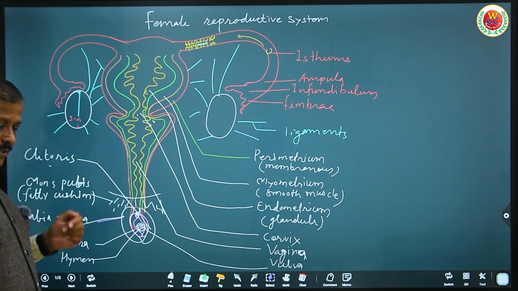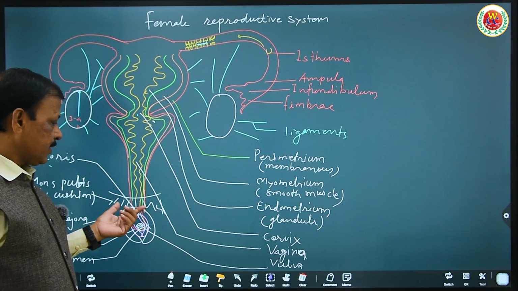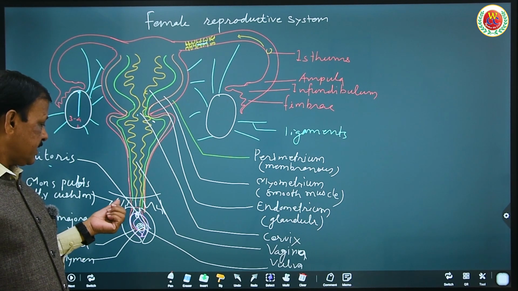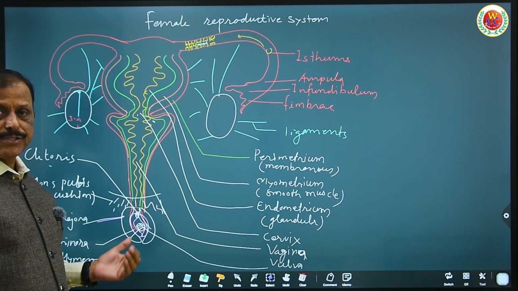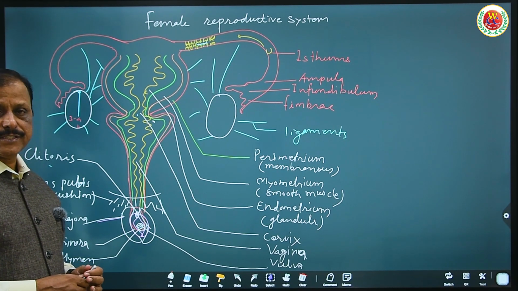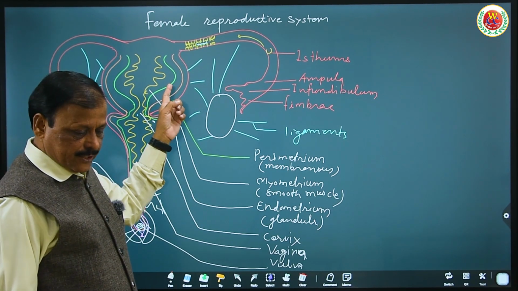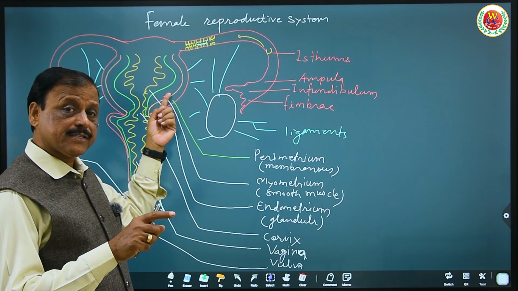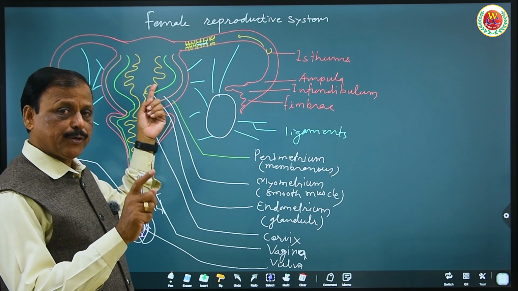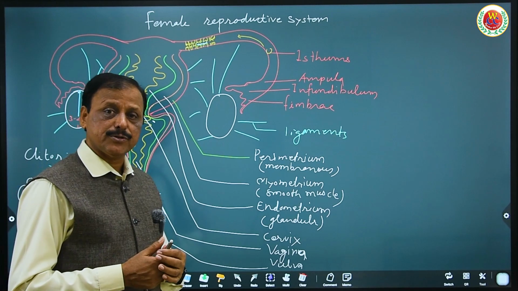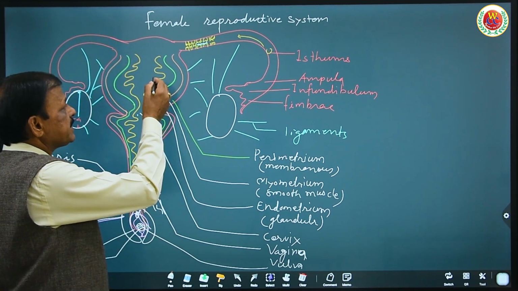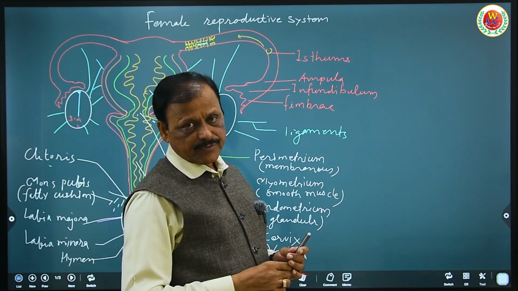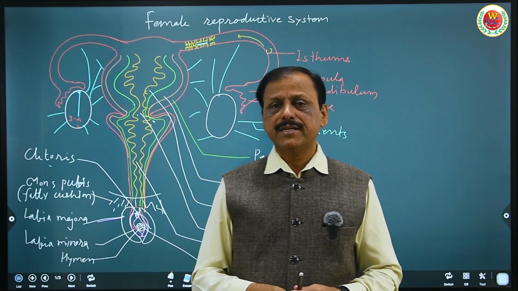Also, the mons pubis is a fatty cushion on the upper part of the external genitalia, which has fat deposition and hairs on it, called pubic hair. The layers which cover the uterus are perimetrium, myometrium, and endometrium. The perimetrium is membranous, the myometrium is made up of smooth muscle, and the endometrium is highly glandular and secretes mucus. Where does implantation of the zygote take place? Inside the uterus.